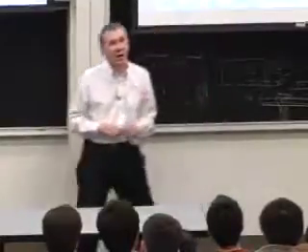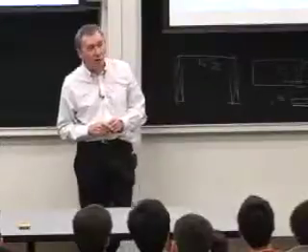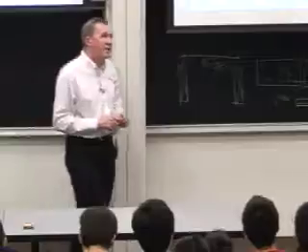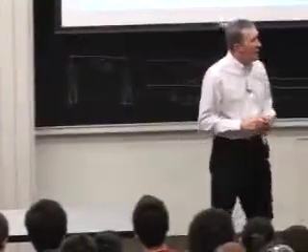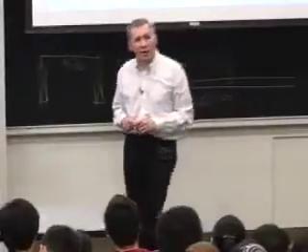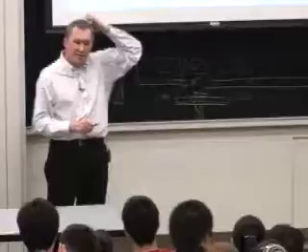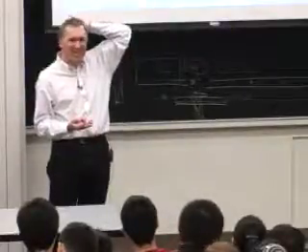Okay, so let me say it this way. In general, EM is only guaranteed to converge to a local maximum. And I can't say with certainty whether mixture of Gaussians is a special case where there's only one local maximum. No, it isn't. It's not?